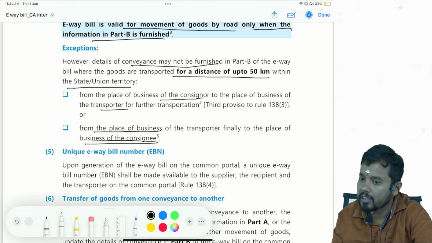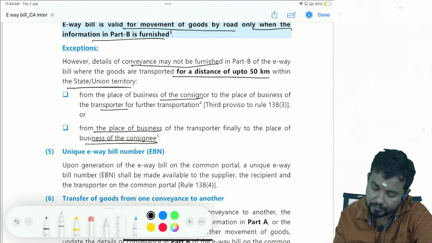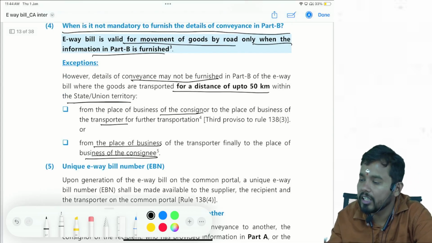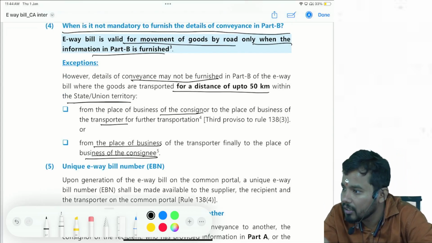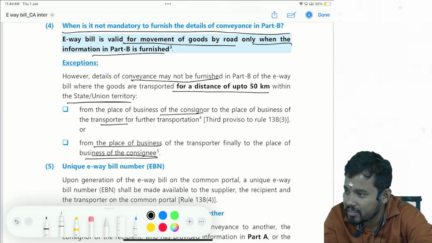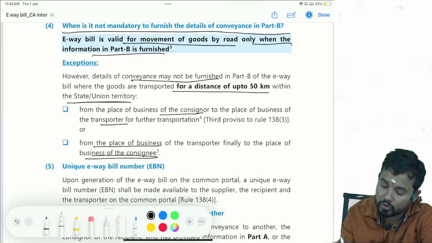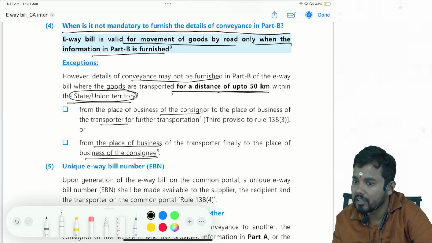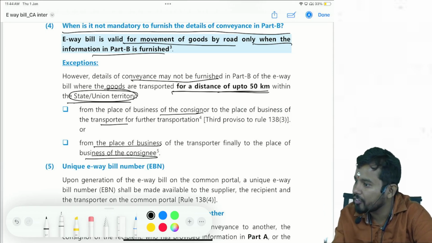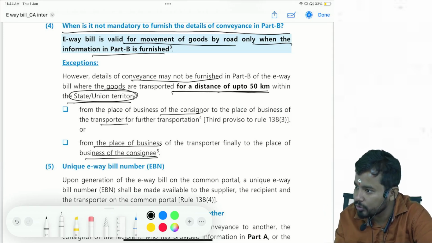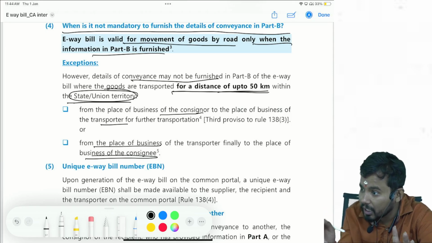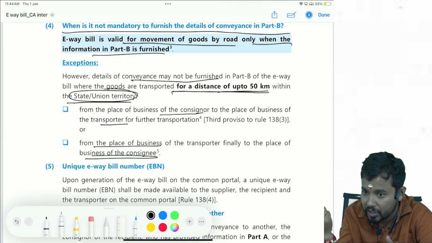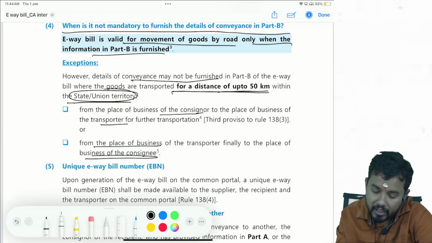See, what they are saying was, e-way bill will consist of part A and part B. The moment you fill part A details and you generate the e-way bill, you will get a temporary reference number. With that temporary reference number, what they are saying now, you can take the goods up to a distance of 50 kilometers within the state or union territory. With only part A, without part B, you can take it up to 50 kilometers within the state or union territory.